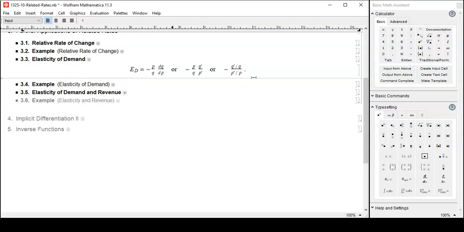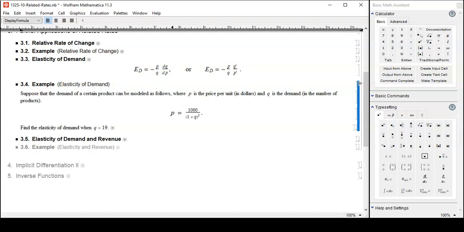Okay, let's copy and paste the simplified form here. This one, that's the definition. Too complicated, so let's use either this simplified form or that simplified form. Let's rewrite like this and put some space in between. Okay, we are ready. Let's go.